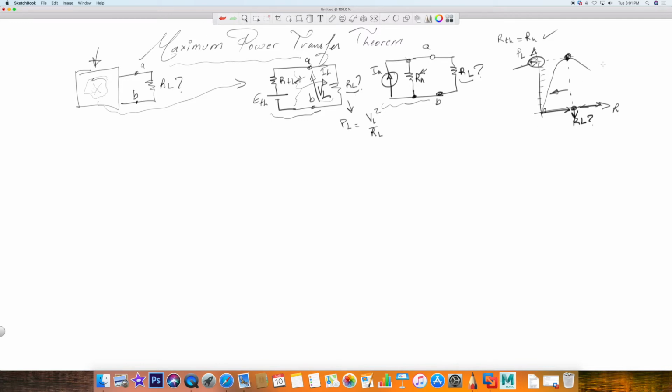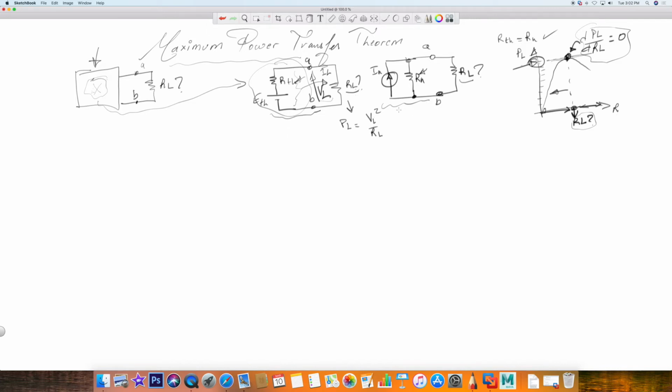Now, if this is a function, then we could look at this point here and say, what is the tangent at this point? Well, this tangent is horizontal, which means the derivative of this function at that point, d PL over d RL, will be equal to 0 when you're at this point. So we're going to use this to figure out the relationship of RL vis-a-vis the rest of the circuit. What will be the optimal value for RL for maximum power transfer?